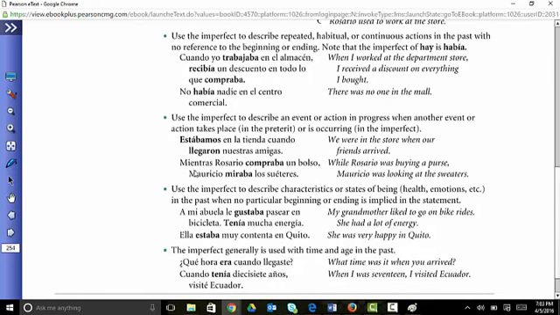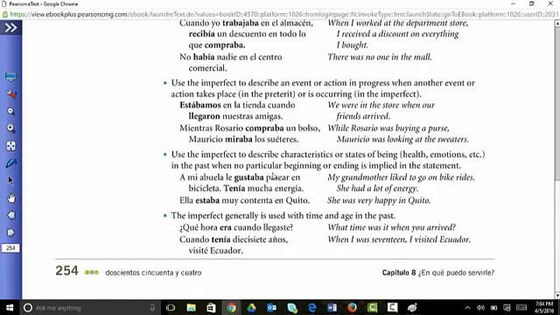But if you wanted to say that you were doing two things at the same time, or that two people, something was happening simultaneously, then you can use the imperfect. Mientras Rosario compraba un bolso, Mauricio miraba los suéteres. So while Rosario was buying a purse, Mauricio was looking at sweaters. And that's the "-ing". So if what you're trying to say is "-ing" in English, that's always going to be the imperfect.